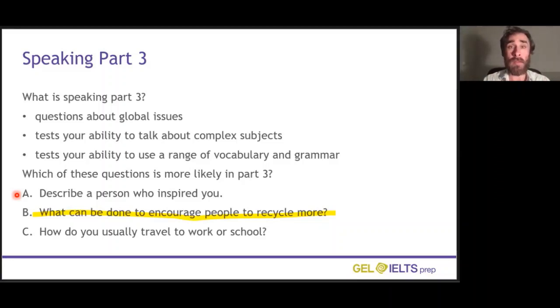Part 3 questions, of course, relate to part 2. So if it's talking about a person that inspired you for part 2, then maybe a part 3 question could ask about celebrities. Do you think celebrities have too much influence today, for example? C is, of course, a part 1 question. It's a personal question about you, your life, your habits, and your routines.